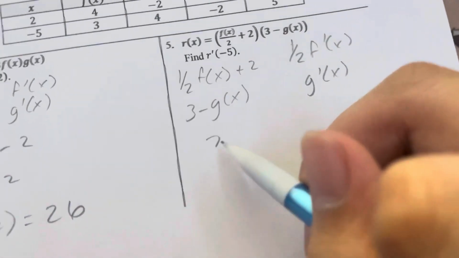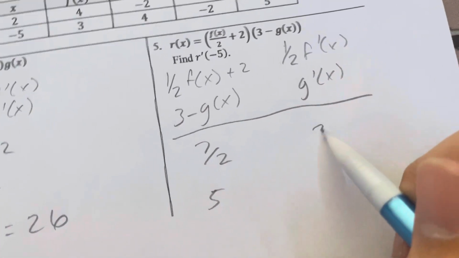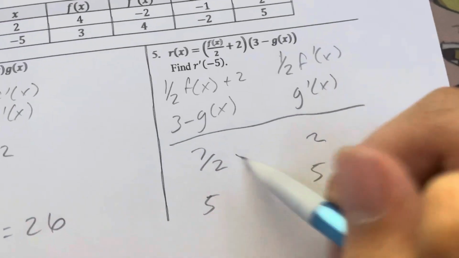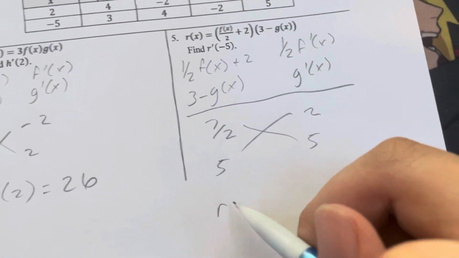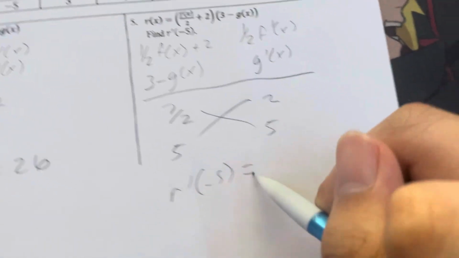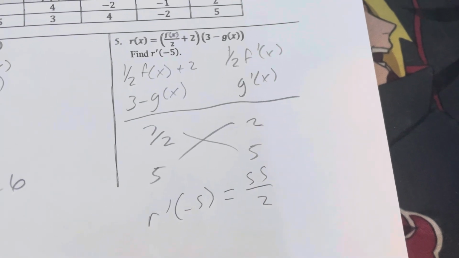Using the table, we find that this is 7/2, this is 5, this is 2, and this is 5. By cross multiplying, we could find that r prime of -5 equals 55/2.